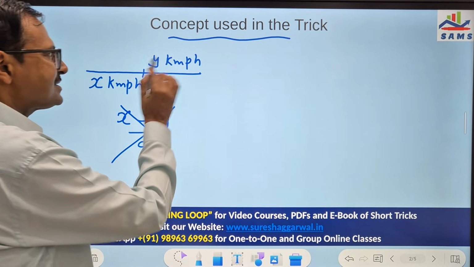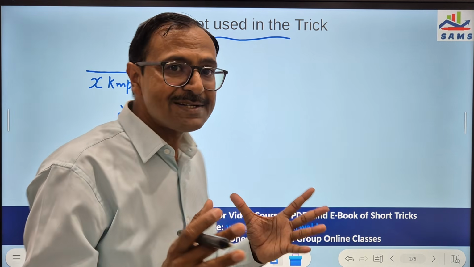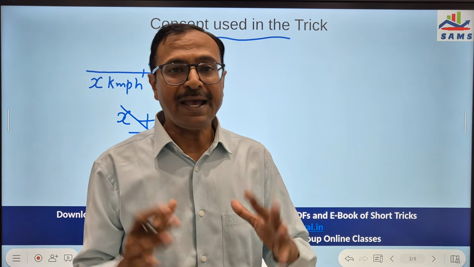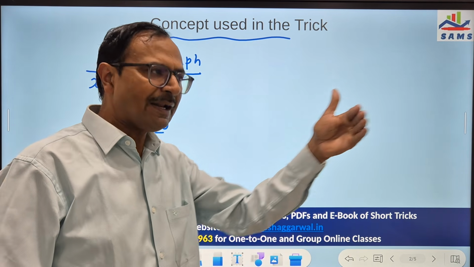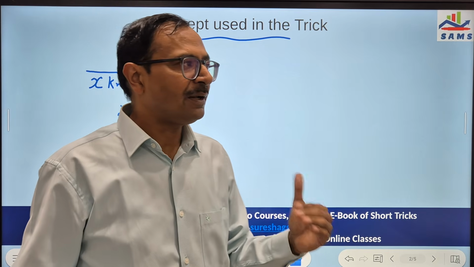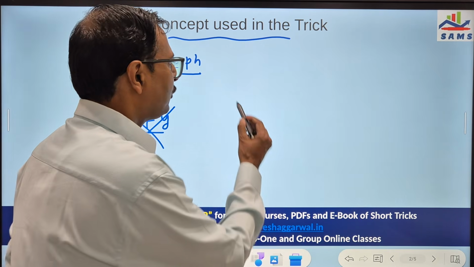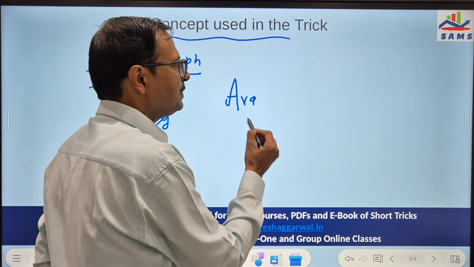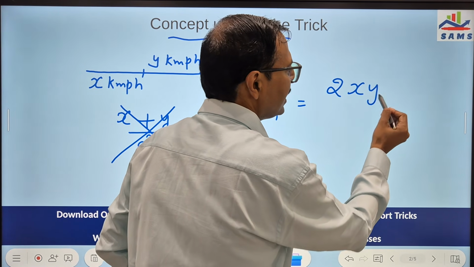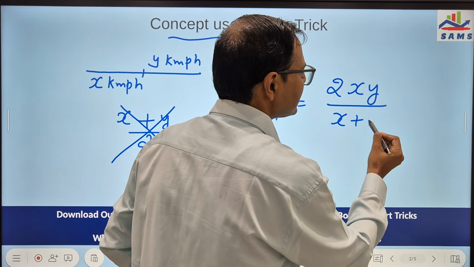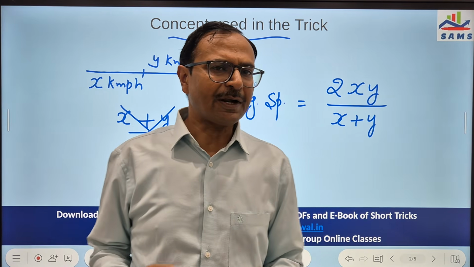Consider the same scenario where you have two speeds x and y and you have to find the average speed for the journey. While going it may be x and while coming back it may be y. Then what is the average speed? To find this average speed, you just have to do twice the product of the speeds divided by the sum of the speeds.